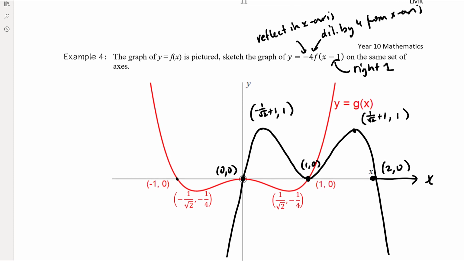So thinking about understanding the transformations and how to apply them to a graph: when we translate left or right, we're adding or subtracting onto the x-coordinate. When we're translating up or down, we're adding or subtracting onto the y-coordinate. When we're dilating, we're multiplying the y-coordinate. And when we're reflecting, we're making the y-coordinate negative.